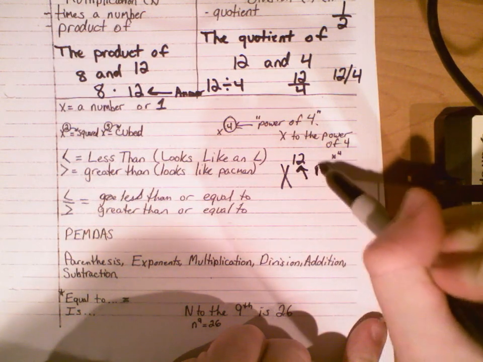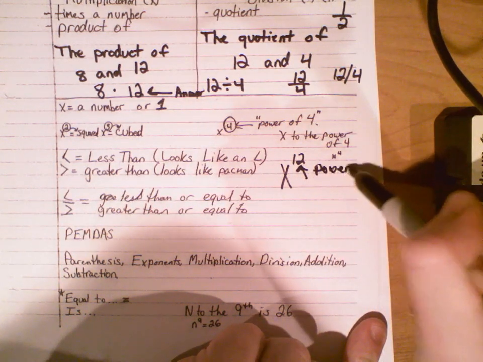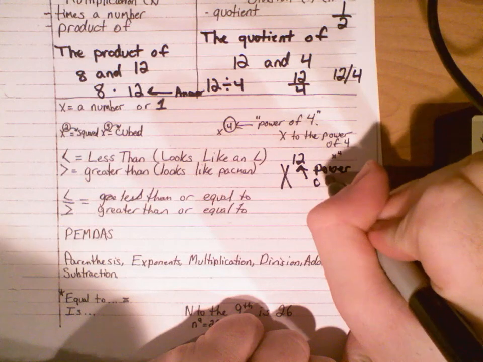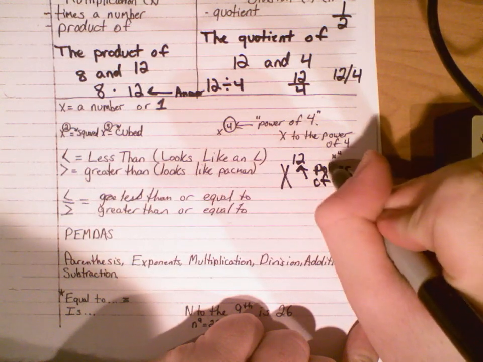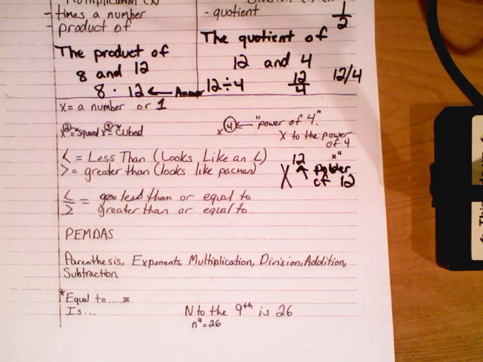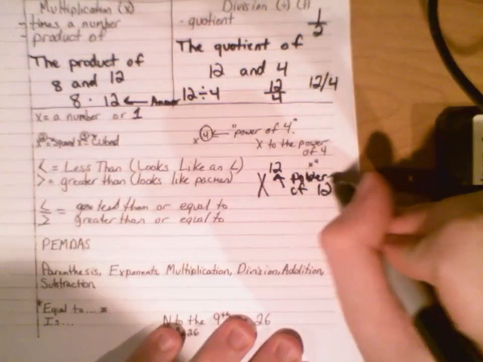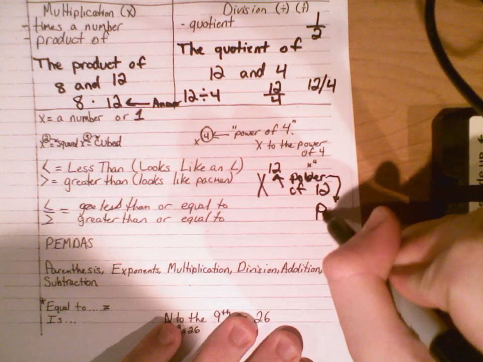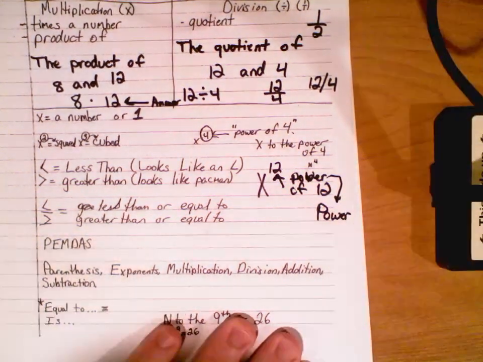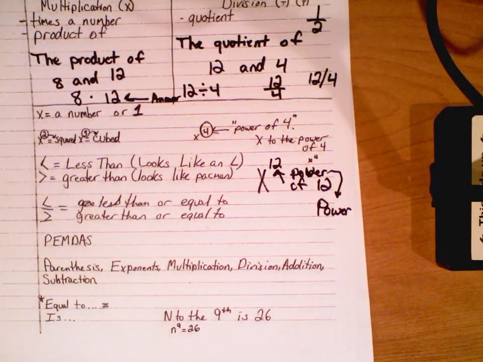Power, oh goodness, sorry, of 12. That should be a W. That is the power of 12. Wow, that I really messed that up. Sorry about that. Power. There you go. Now you can read it.